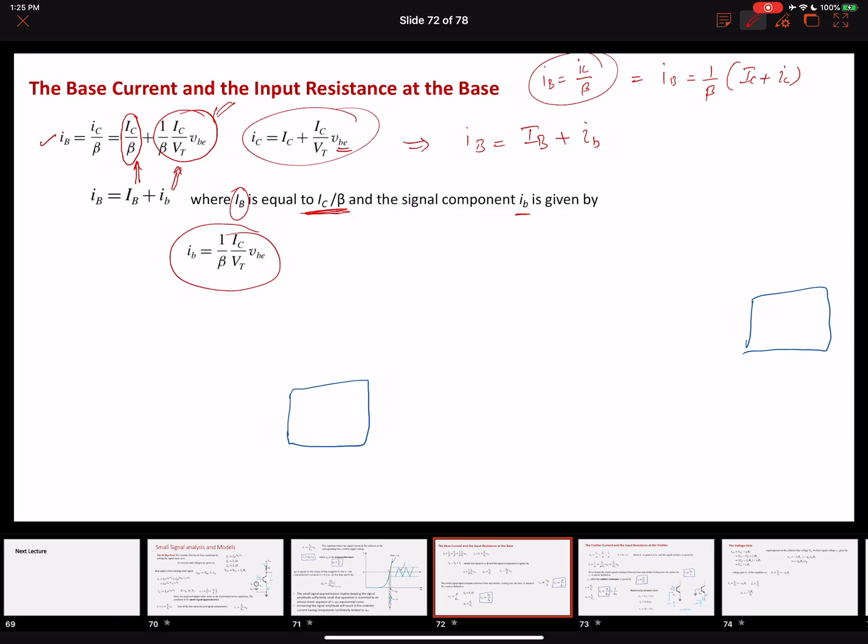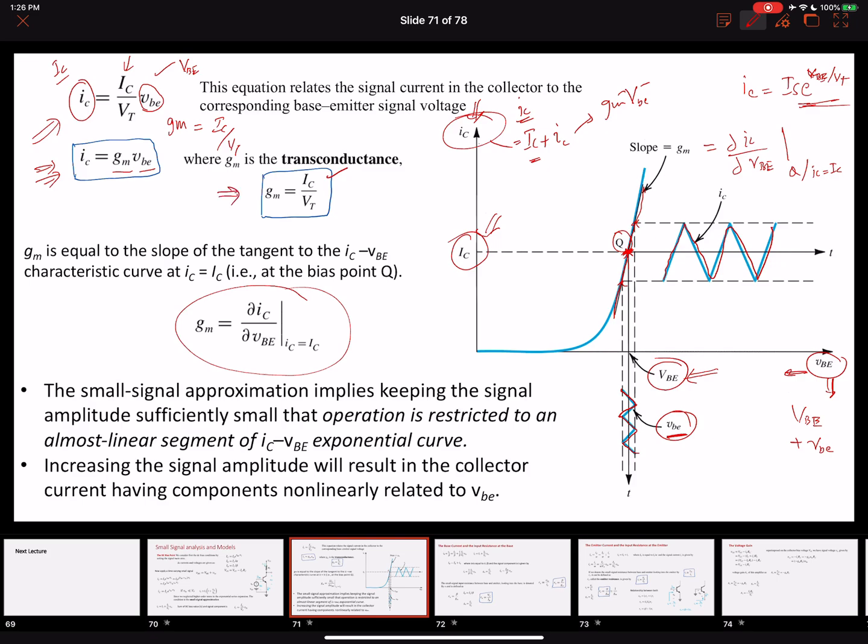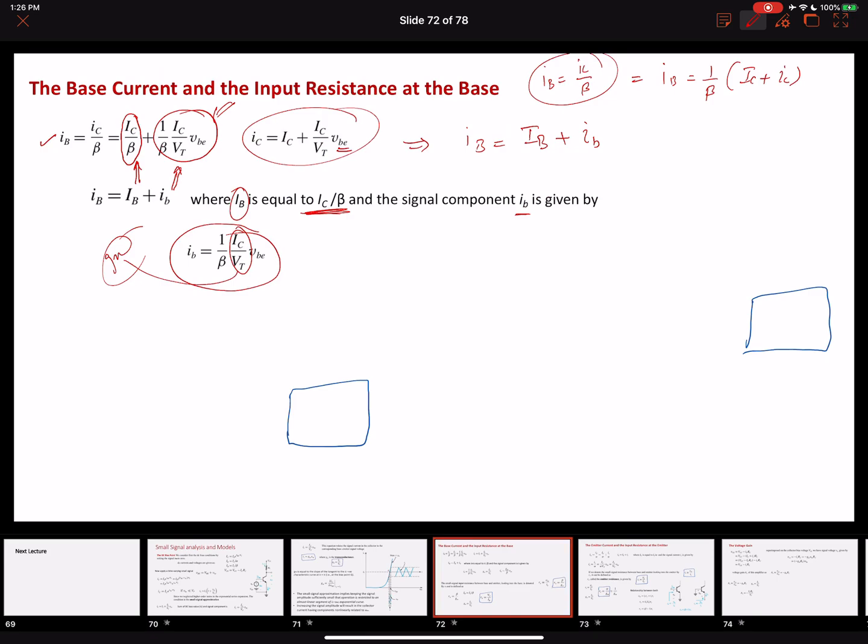Now, interestingly, if you remember, IC over VT was equal to gm. We find that the transconductance is equal to the bias value of the collector current over the thermal voltage. So I'm going to use this over here. Our new value of base current will be equal to 1 over beta, gm, into vbe. So the base current will be gm over beta into vbe. Again, this is the base current.